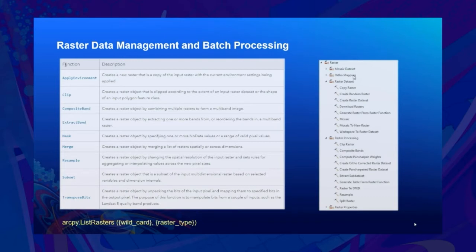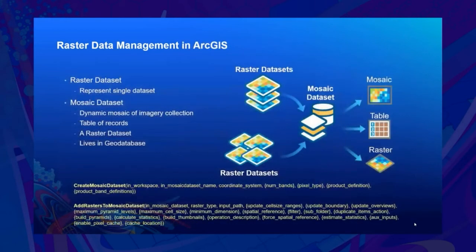Now sometimes you may have to do a different kind of data management because some of your rasters are in separate files, but they represent different areas which you want to bring together, or different times you want to bring together. So what you can do is use a mosaic dataset to do that. It will create a dynamic mosaic or seamless raster for you. It has a table of records and it works like a raster dataset. It lives in a geodatabase.